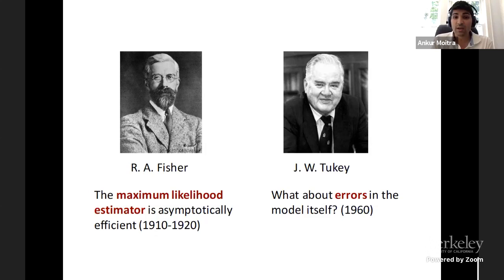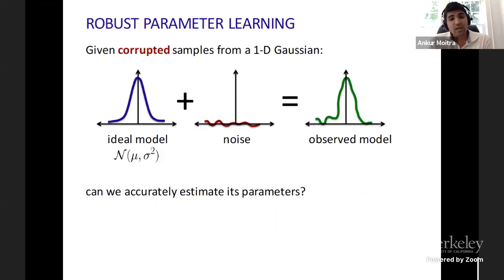So what happens if your data doesn't come exactly from a nice distribution? It merely comes from a distribution that's close to a nice one. So here's the canonical way that you set up these problems. Let's go back to our favorite example. Imagine that we have a 1D Gaussian, and that's our ideal model. But the trouble is that our observed model, the thing that we're actually getting samples from, isn't exactly Gaussian. At best, it kind of resembles a Gaussian if you squint at it.